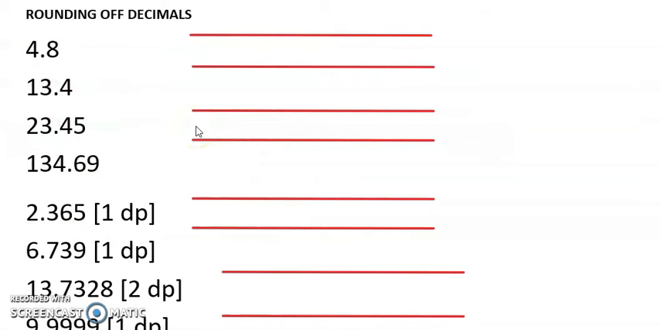Okay, in these examples we will be looking at rounding off all these decimals. The first 4 examples are to be rounded off to whole numbers. So 4.8, let's mark it on the number line. Either your number will be 4 or your number will be 5. So the halfway will be 4.5. The number is greater than 4.5, so that makes my answer 5.